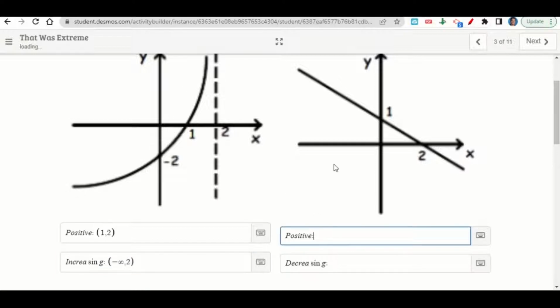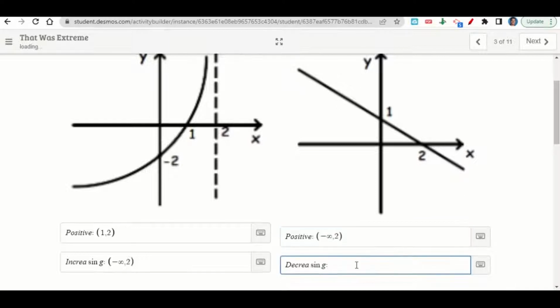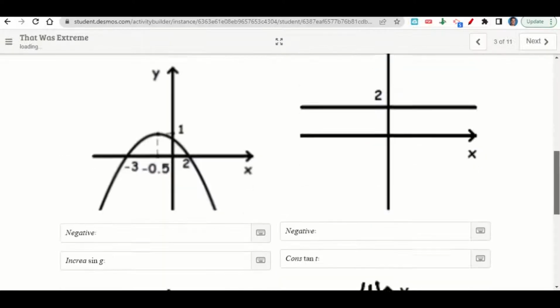Now this one, where is it positive? Well, it's positive from negative infinity all the way to 2. So we'll go ahead and put that in. From negative infinity to 2. Now where is it decreasing? Well, it's decreasing the entire time. So it's decreasing from negative infinity to positive infinity. So you'll answer these questions for each of them.